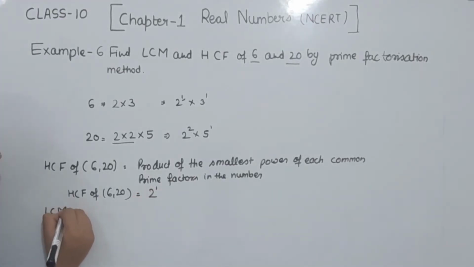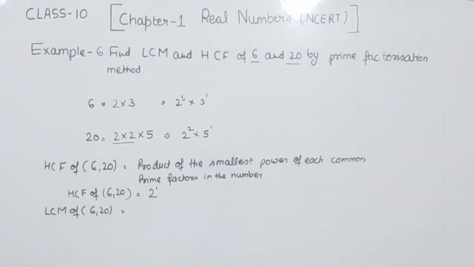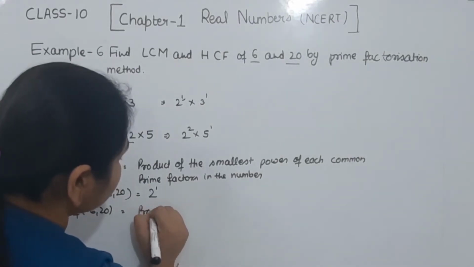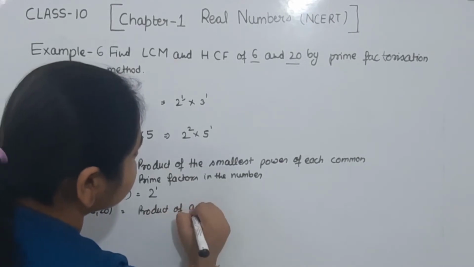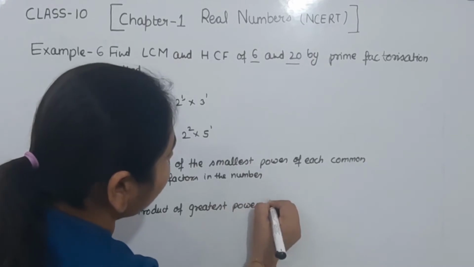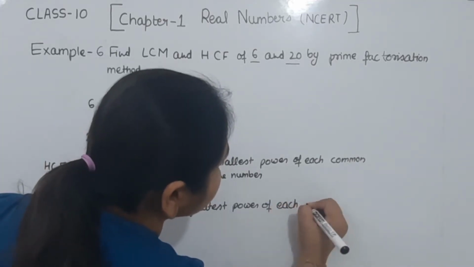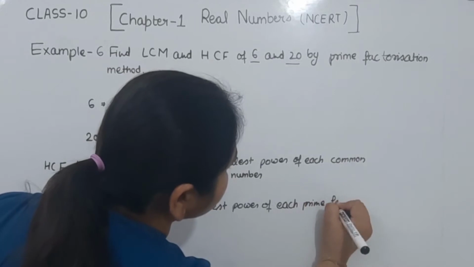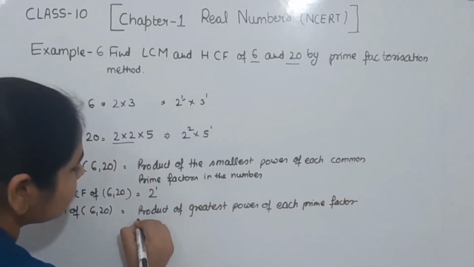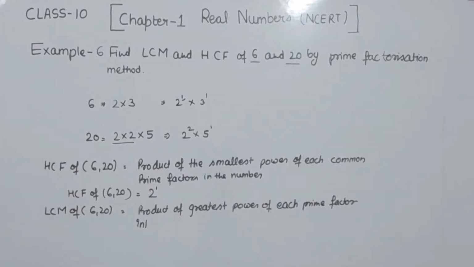Now we have to find the LCM of 6 and 20, and this will be equal to the product of the greatest power of each prime factor involved in the numbers.